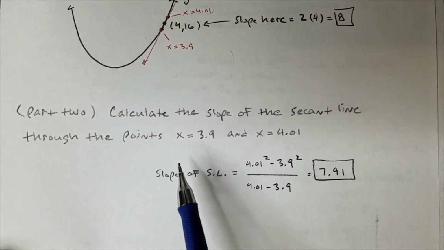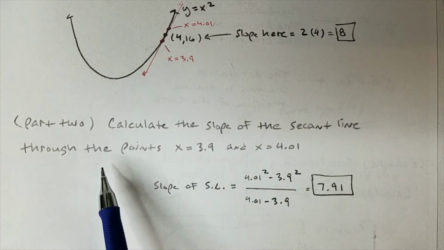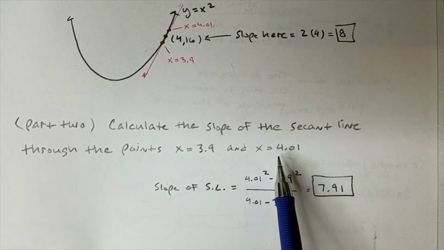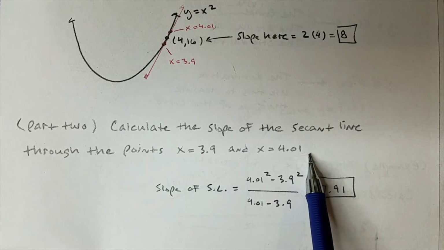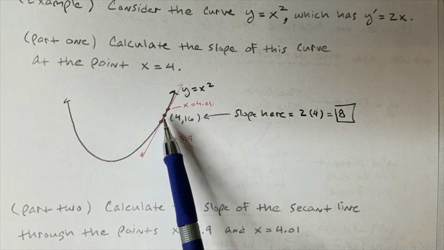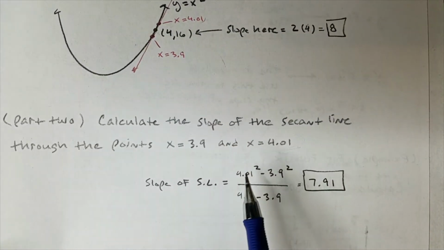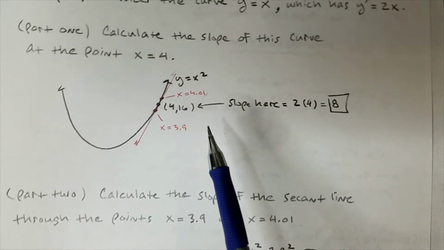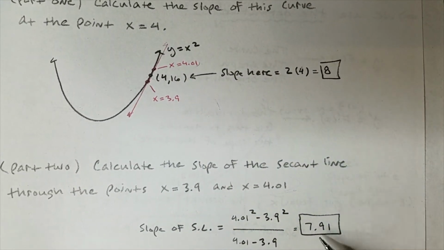Now, the next question, though, I said, well, all right, what's the slope of the secant line through the curve that goes through the points 3.9 and 4.01? Aren't those points really close to each other? So whether I find the slope of the curve at this exact point where x is 4, or whether I find the slope of the secant line between these two points that are really close to that one, I should get about the same thing.